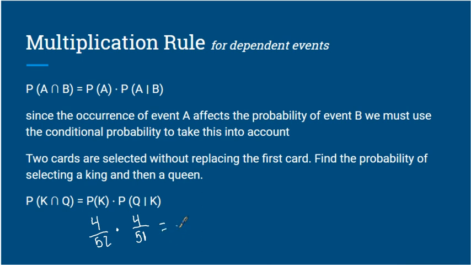So we multiply those two, and simplified, we come up with 4 over 663. So that's the probability of picking a king first and then a queen.